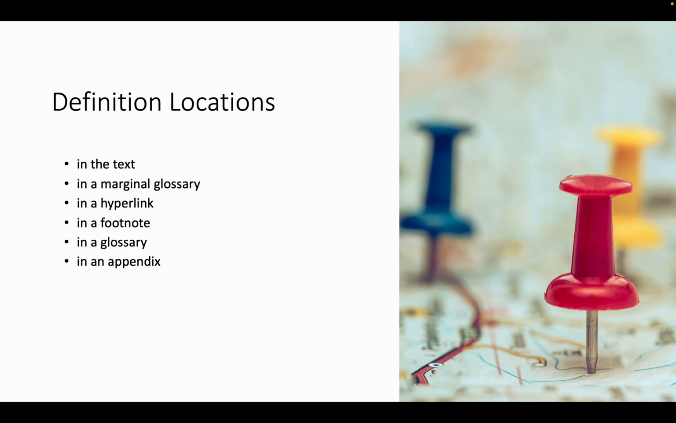Sometimes definitions pop up in footnotes, which are going to be notes at the end of the page that the word is mentioned on or that the term is mentioned on. A glossary is going to be a group of definitions, and an appendix is similar. It's going to have additional information, and a glossary and an appendix are both going to come at the end of a document.